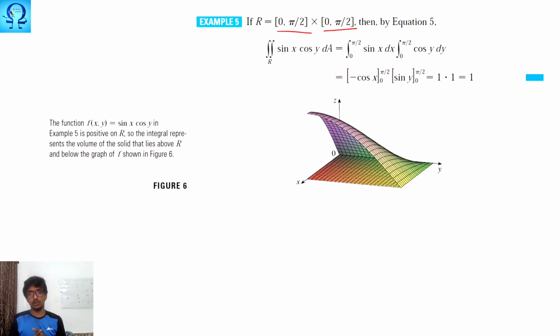If you can do so, you may very well use this idea to evaluate the previous integrals that we have seen. So that's it for today's class. Thank you.